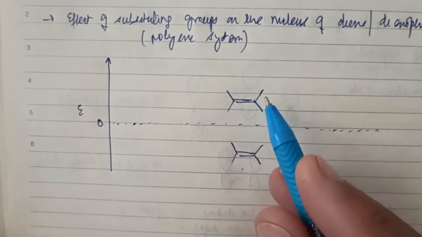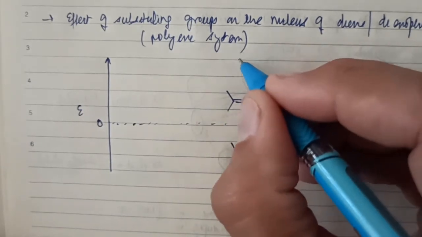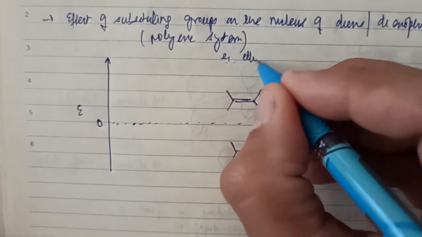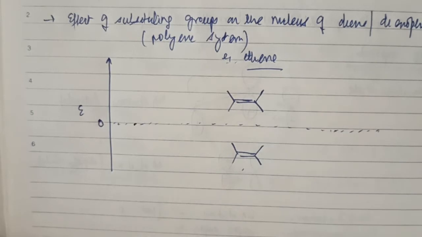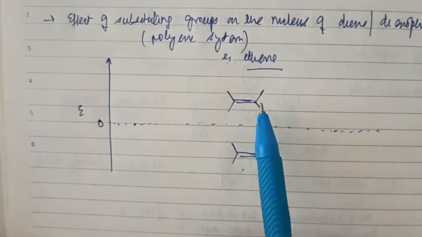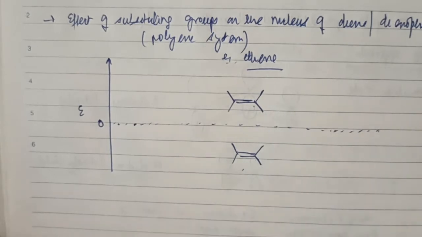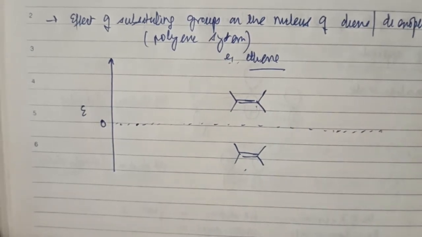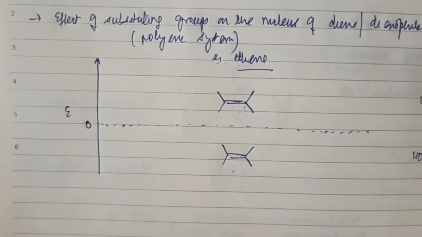If I substitute this system, let's say this is the ethene molecule only, if we substitute ethene with an electron donating group, what would happen to the energy levels of these orbitals, the HOMO and the LUMO, once this molecule is substituted by an electron donating group? To understand this topic, let's see what effect the electron donating group will have on a pi bonded system.